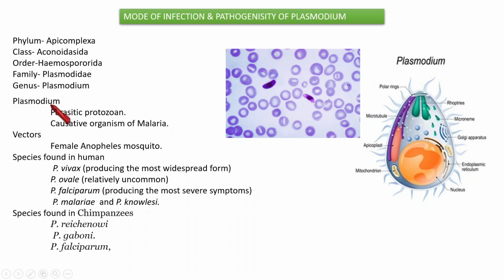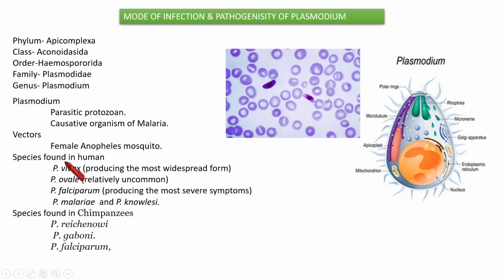So, what is this Plasmodium? Plasmodium is a parasitic protozoan and the causative organism of malaria. Then, which is the vector of this Plasmodium? The vector is the female Anopheles mosquito. Female Anopheles mosquito is the vector of Plasmodium protozoan parasite.